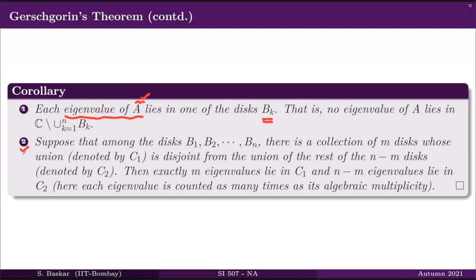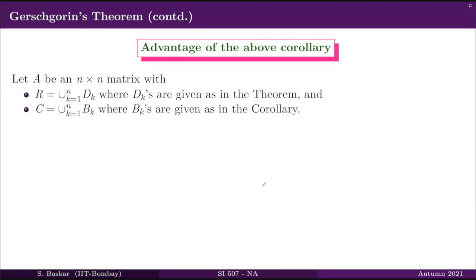The second conclusion will also hold exactly in the same way as what we stated in the Gerschgorin theorem. Well, what is the advantage of this corollary when compared to the original Gerschgorin disk theorem? As I told you, sometimes applying the Gerschgorin theorem to A transpose may give a better localization to the eigenvalues. That is the idea. Let us explain this idea in more detail.